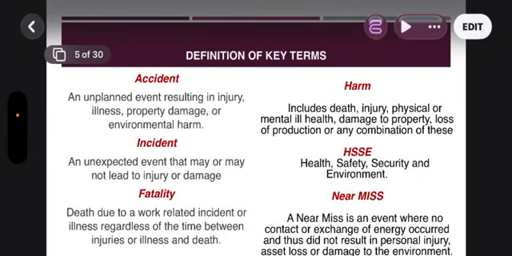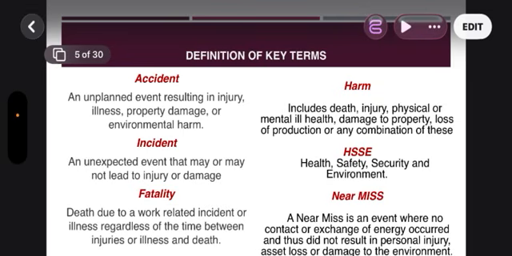Accident is an unplanned event resulting in injury, illness, property damage, or environmental harm. Incident is an unplanned, unexpected event that may or may not lead to injury. So there is a difference between accident in safety and incident. Accident is an unplanned event resulting in injury. But in incident, it may or may not. So the difference between accident and incident is that an incident is a combination of accident and near miss. And we'll get to near miss.